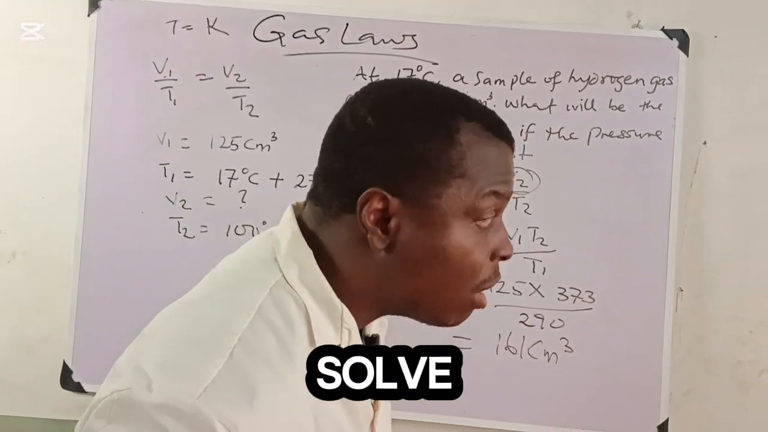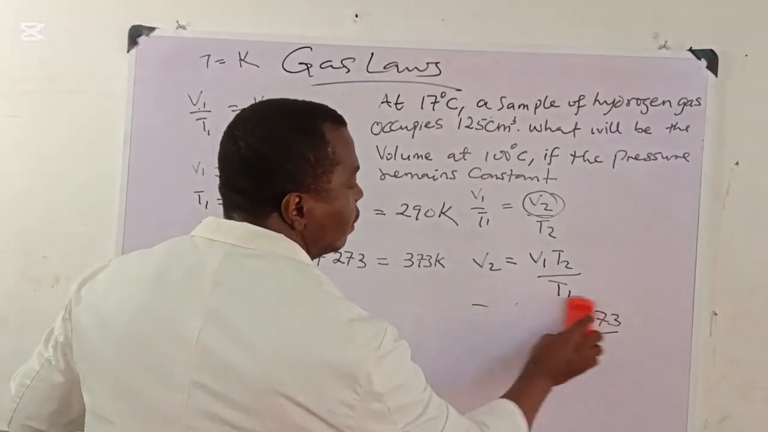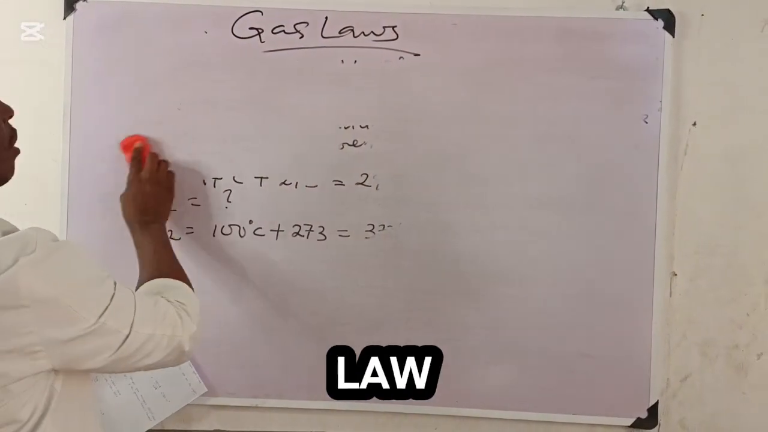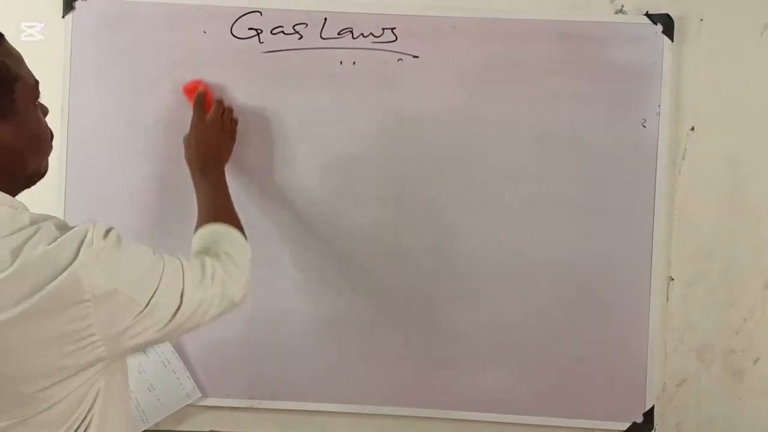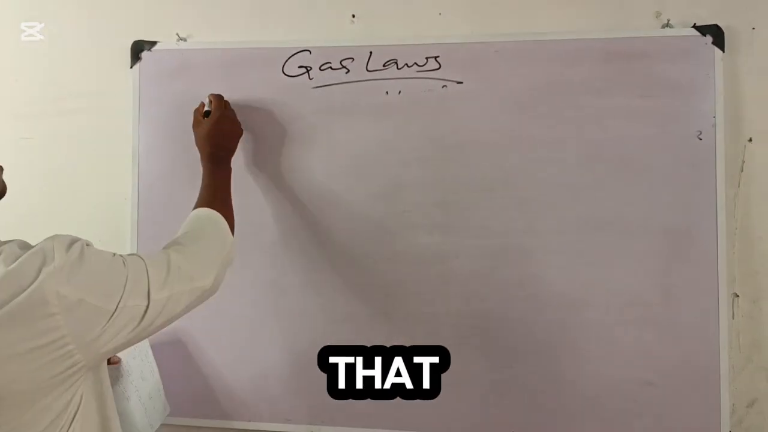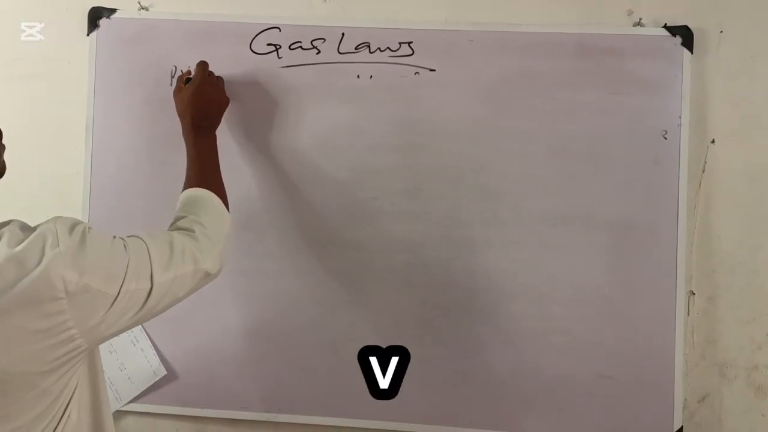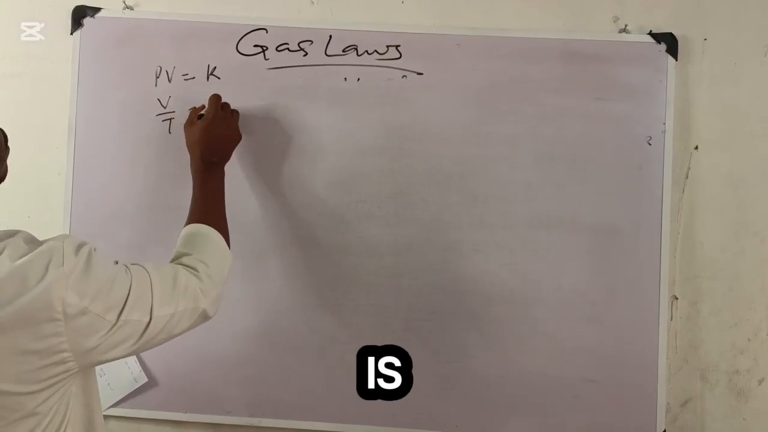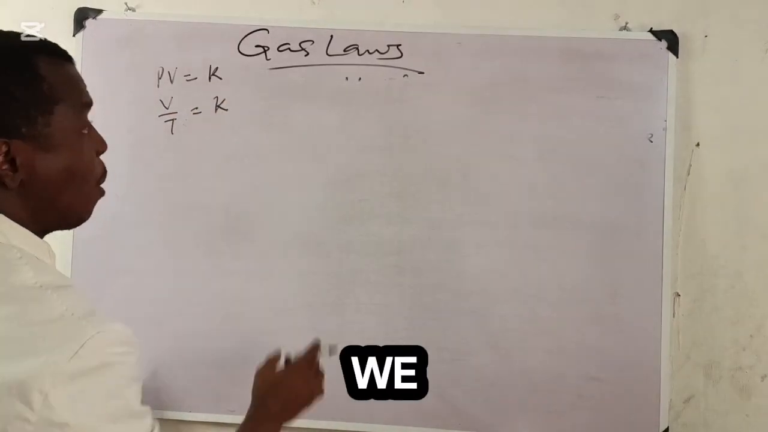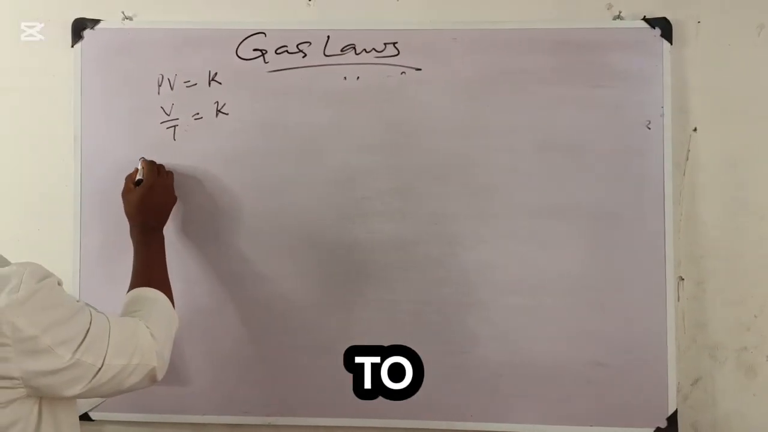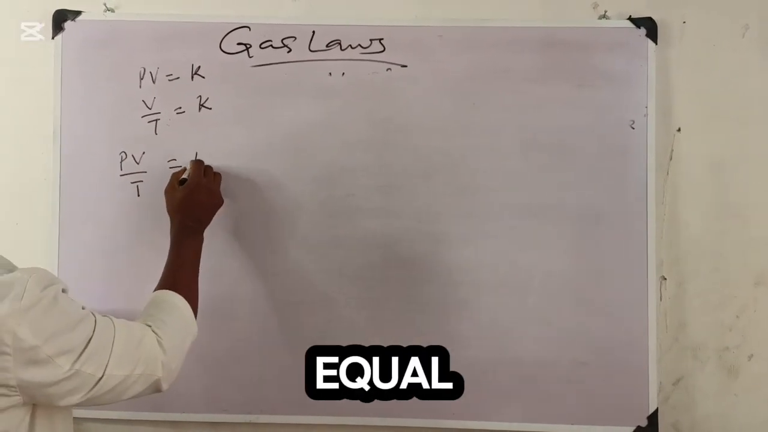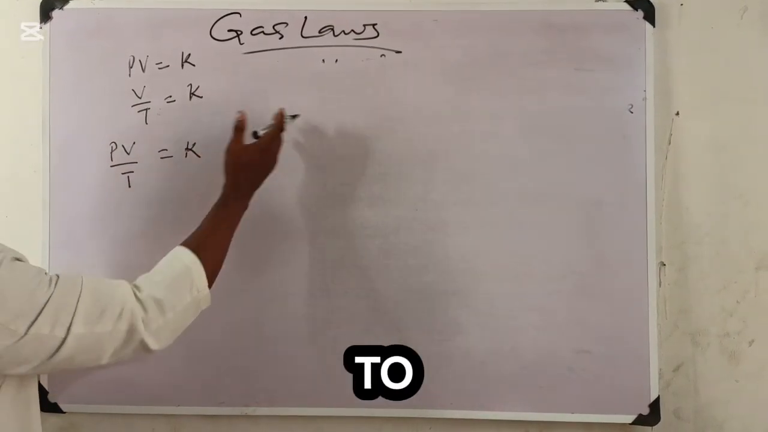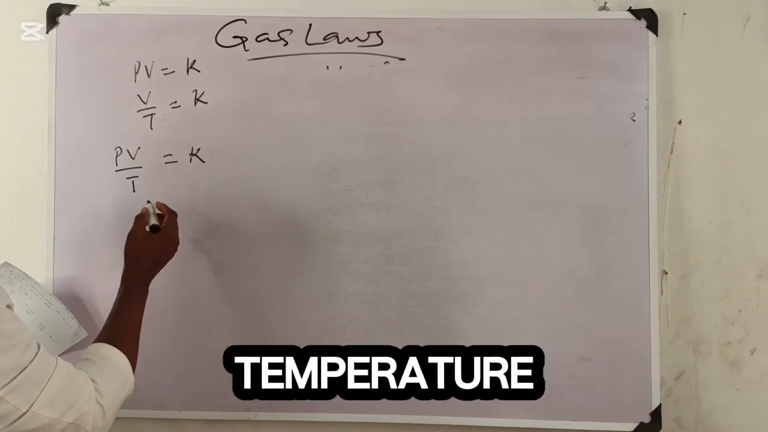Then lastly, we will solve the general gas law formula. If we look at our Boyle's law and our Charles' law, our Boyle's law says that PV is equal to K, and our Charles' law says that V over T is equal to K. Now, if we combine these two formulas, we will get PV over T is equal to K.